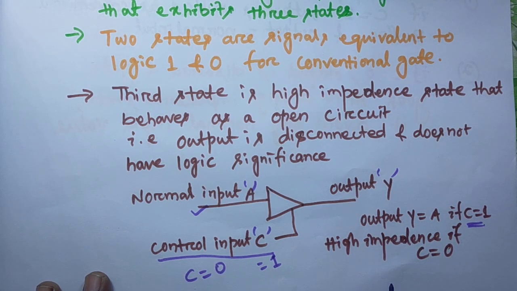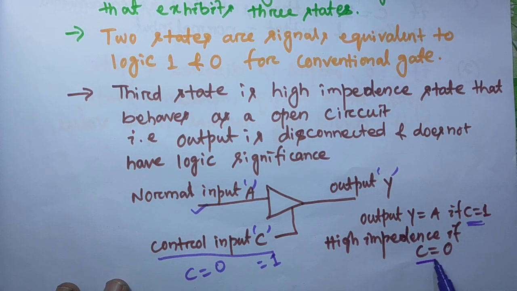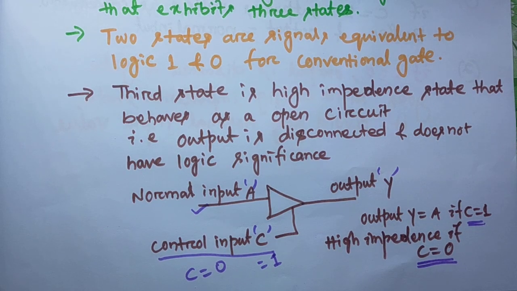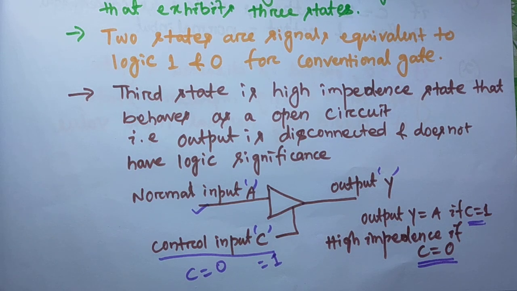In that case, we can say it is a high impedance. If C is equal to 0, as you see mentioned, it is a high impedance. That means the circuit has no output. Whatever input we provide, there is no output. It is disconnected from the output. This is the basic concept of a tri-state buffer or three-state buffer.